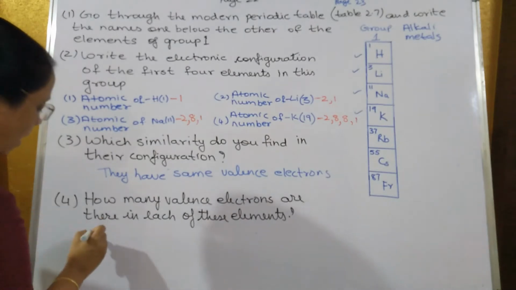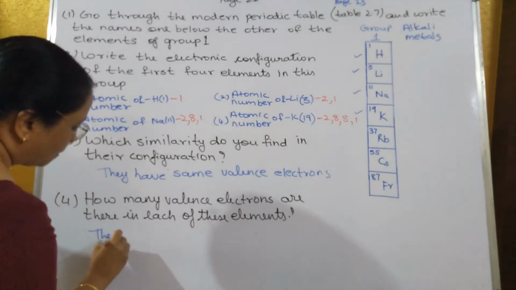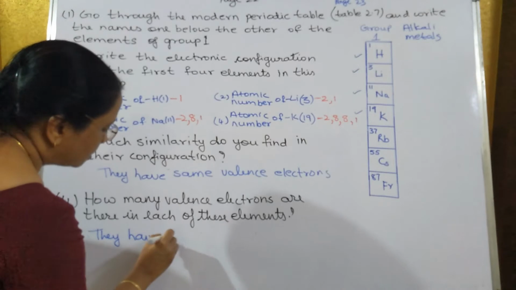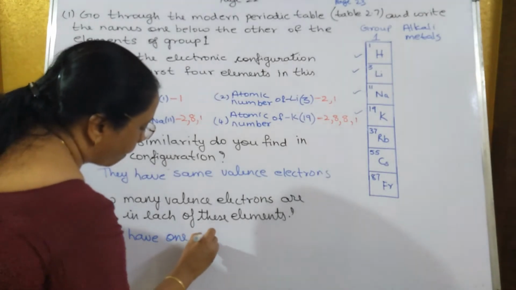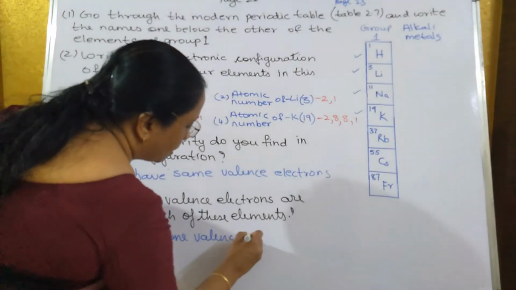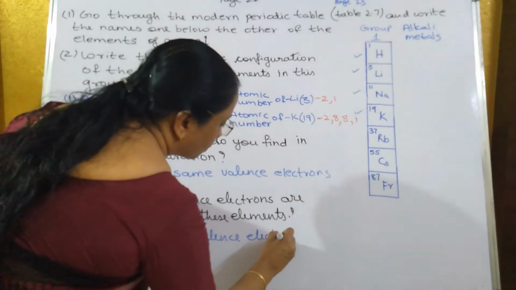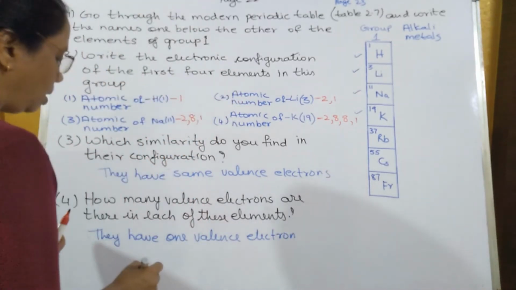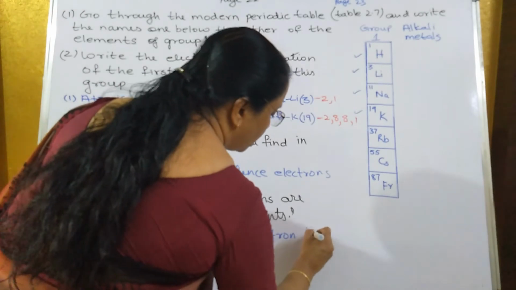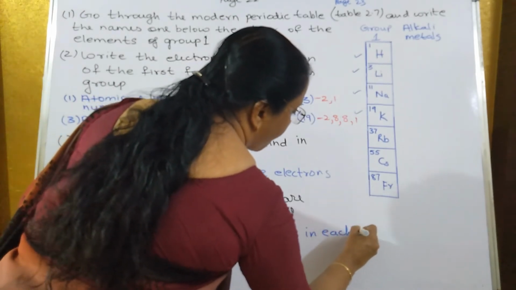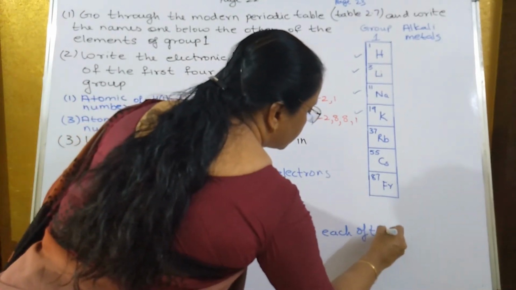So they have 1 valence electron in each of these elements.